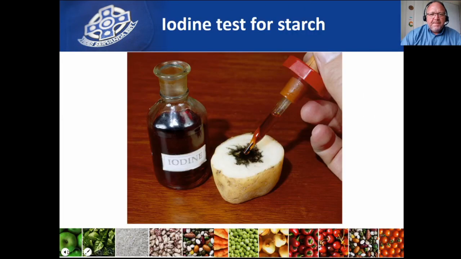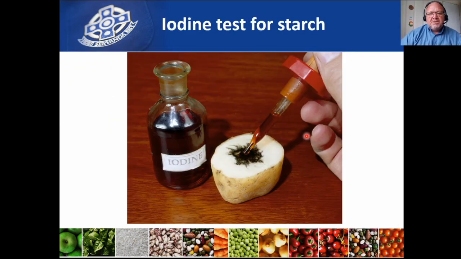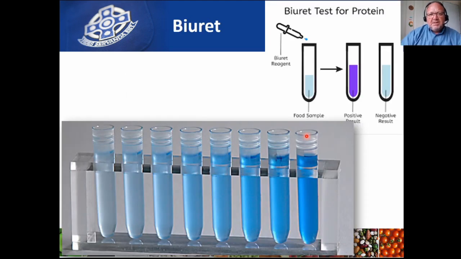And that is the end of today's lesson. So just to recap, we've got the Benedict's test for sugars, and blue means nothing, and the closer we go to red, the higher the sugar concentration. Starch turns black when iodine comes in contact with it. The Biuret test for protein goes from a light water color, or very light blue, to almost a purple color, a very dark blue color, the more protein you have.